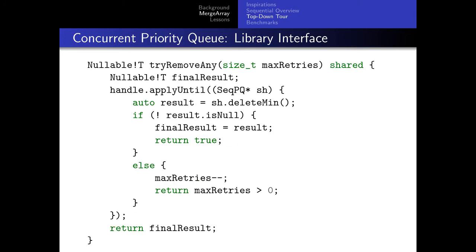Try remove any, which is the one that is able to escape. You can pass in a max retries value, and it keeps that as a value that this delegate is able to reference and count down to 0 if it gets too many empty heap things. Otherwise, it's basically the same.